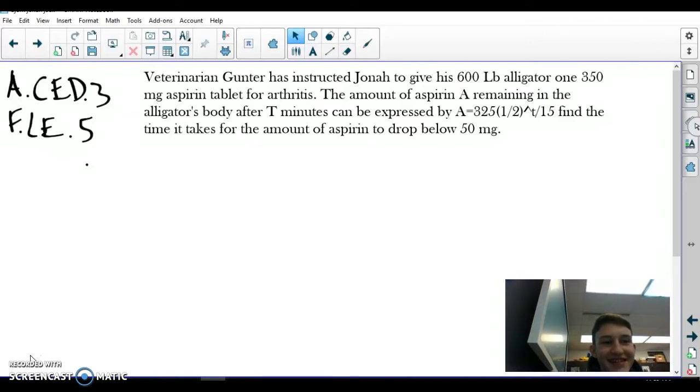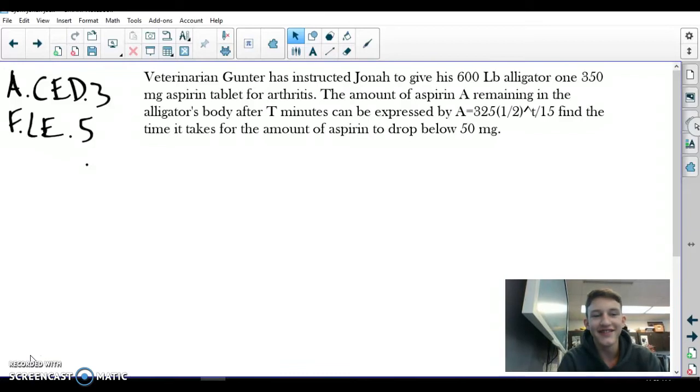The question, the word problem, says veterinarian Gunter has instructed Jonah to give his 600-pound alligator one 350 milligram aspirin tablet for arthritis. The amount of aspirin A remaining in the alligator's body after 15 minutes can be expressed by A equals 325 times 1 half to the power of T divided by 15. Find the time it takes for the amount of aspirin to drop below 50 milligrams.